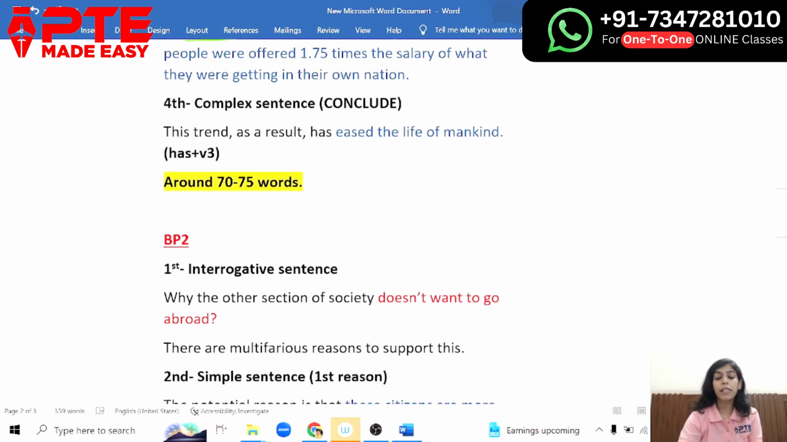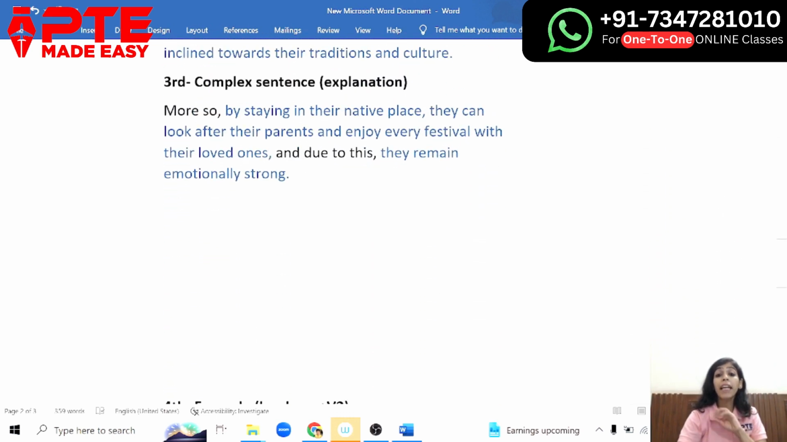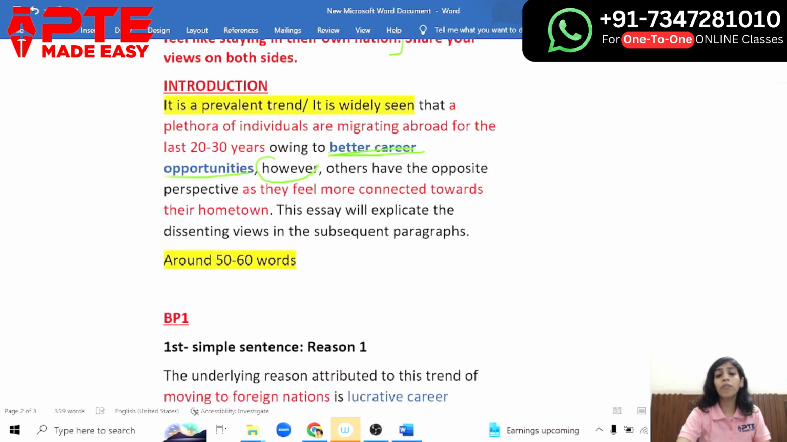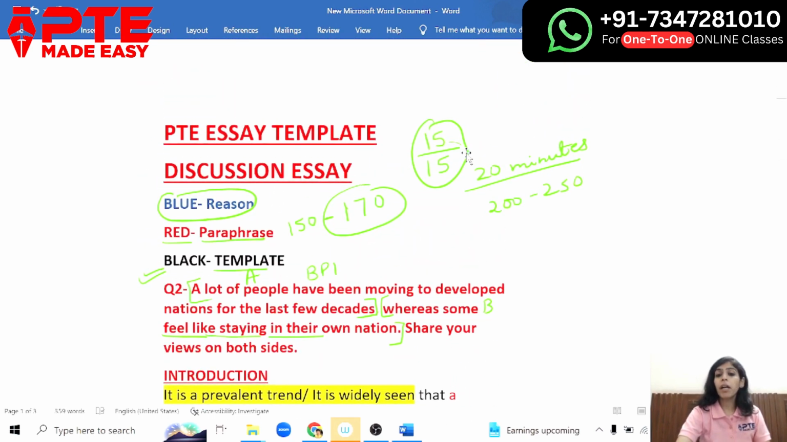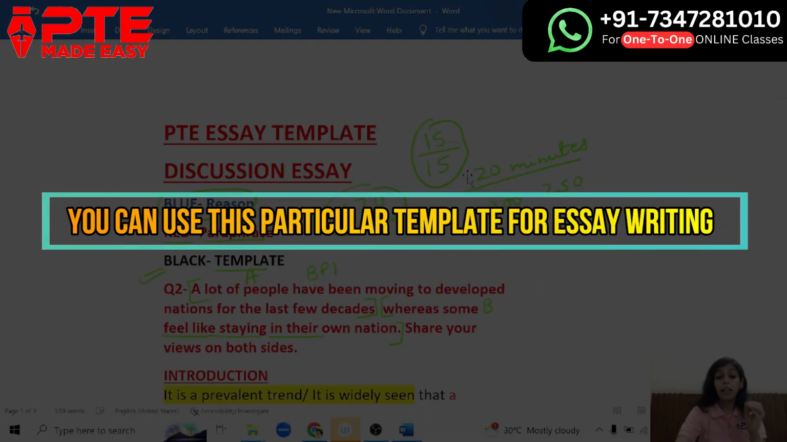So simply copy paste the same structure and use the same in any discussion essay, because it's not possible to write the whole essay in 20 minutes. It's not possible to generate ideas on the topics properly, as well as write the whole essay in the given time. That's why I always suggest you use the template in PTE essay writing, and with the help of these templates you can easily score 15 out of 15. These 15 marks are the marks which you're going to get free of cost. So you can use these particular templates for your PTE essay writing.